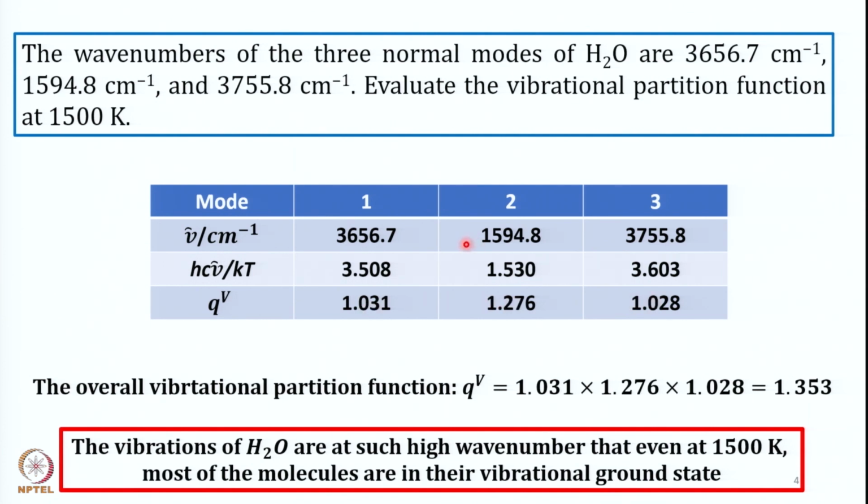The lowest wave number is 1594.8 and the corresponding partition function is 1.276. This gives the information that if a normal vibrational mode is at a lower wave number, that means the energy separation is less, and therefore there will be a higher value of the vibrational partition function. So, this inverse correlation can be checked in the values reported in this table.